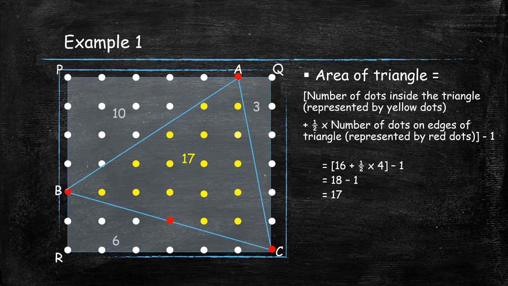So let's verify it. Now I have written some numbers here, 10, 3, 6. So these are the areas of the triangles excluding the triangle ABC. So we find that area of triangle APB is half into 5 into 4, which is equal to 10. 10 square units. So this is 10 square units, area of triangle APB.